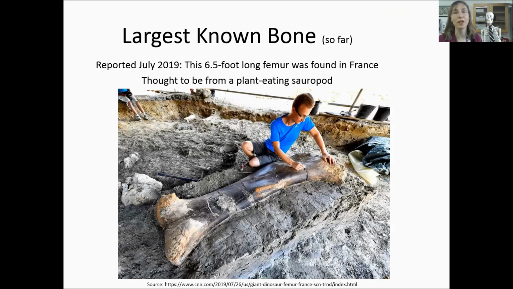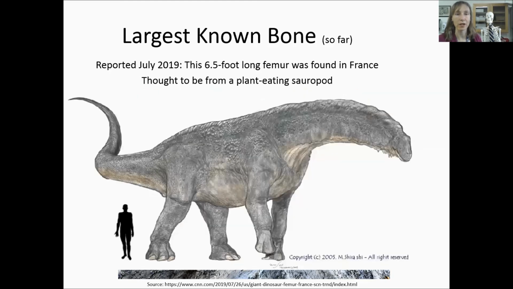The largest bone, well, yours is your femur. That's the bone at the top of your leg. The largest bone known to humankind so far, as of this past summer, is this about 6.5 feet long femur. It was just found in France, and it's thought to be from a plant-eating sauropod, which are the ones that look a lot like that. That's just an artist's picture. We don't really know what the outside of them looked like, but just to give you an idea of how big this was compared to a human.